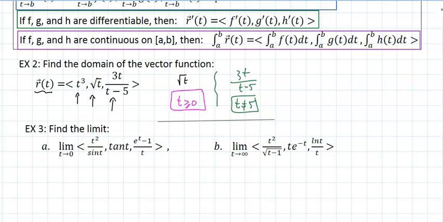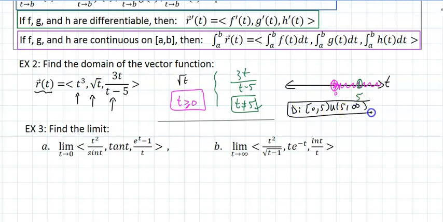So my domain, anytime I have multiple restrictions, I put that on a number line. That's the number line t. The first one says t must be bigger than or equal to 0. And this says take 5 out. So domain would be what? 0 to 5 union with 5 to infinity. That would be the domain for this vector function.